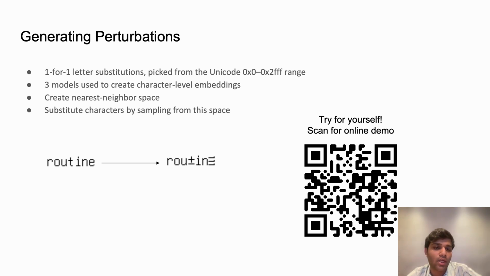And you can try this yourself by scanning the QR code and looking at the demo, where essentially you can enter a word and we will show you 10 generated perturbations using this technique. And you can even see the legibility scores for each of those perturbations. So I would recommend scanning the QR to check out the demo.